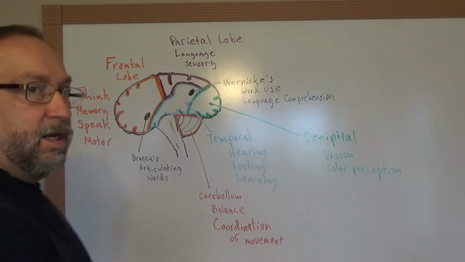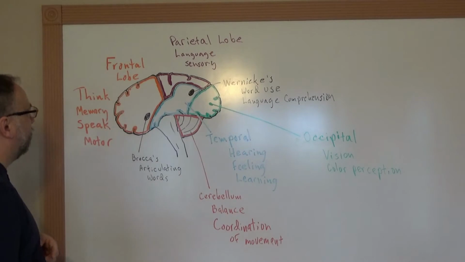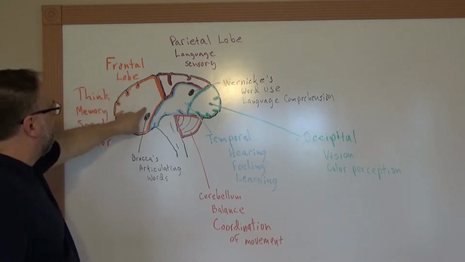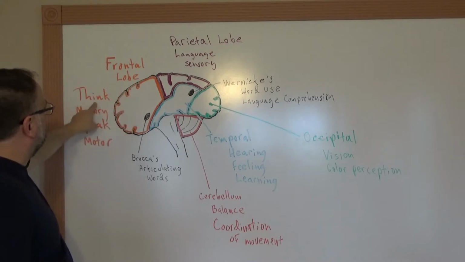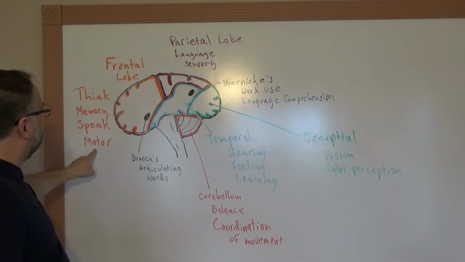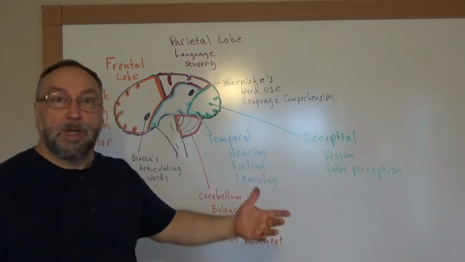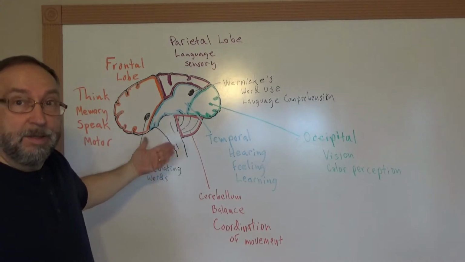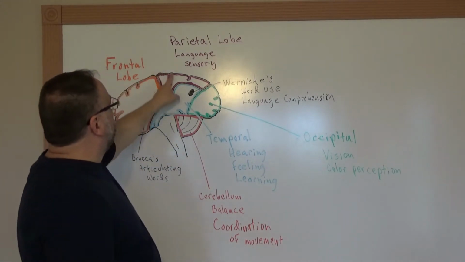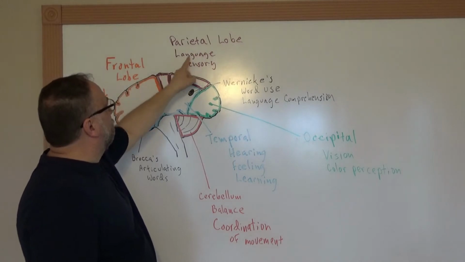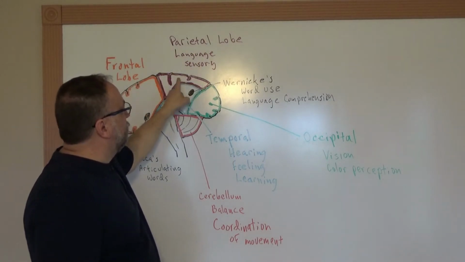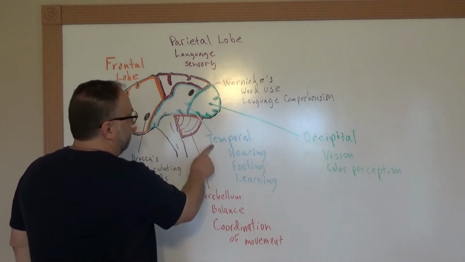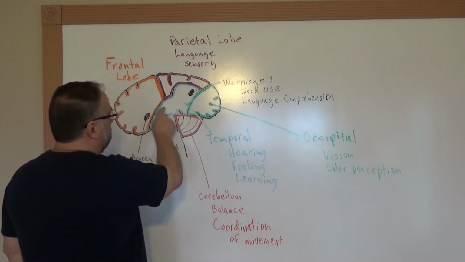Okay, right here I've got a brain drawn on my whiteboard, and you can see the frontal lobe out here, and that controls your thinking, memory, speech, and motor control. So when you get damage out here, these are the things that you can see deficits in. Parietal lobe is here in purple, and it handles language and sensory. And then right here in the middle is the temporal lobe in blue.